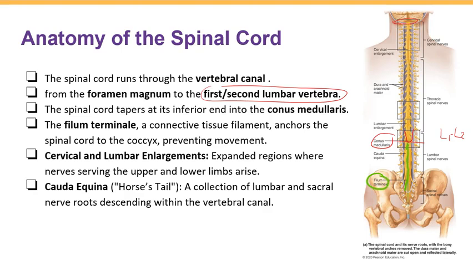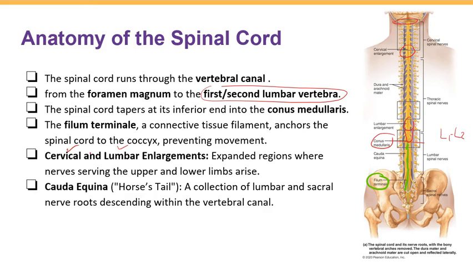Then look here at the spinal cord. You can see some enlargements. One is found in the cervical part and another is found in the lumbar part. So we have the cervical and lumbar enlargements. These two important expansions are wider because they give rise to nerves that serve our upper and lower limbs.